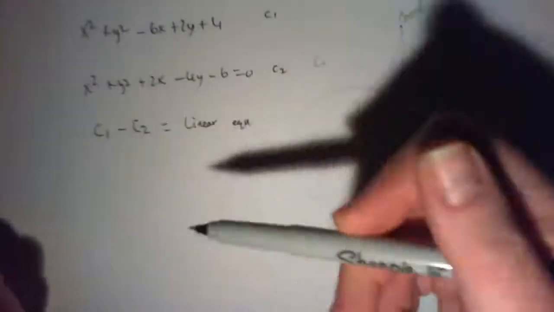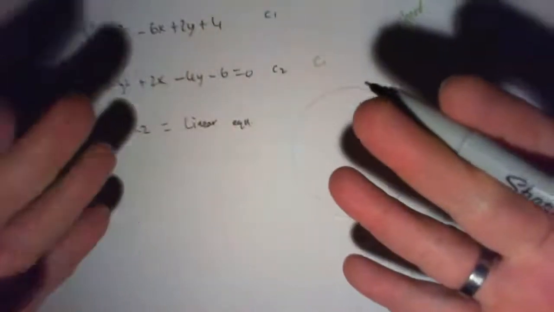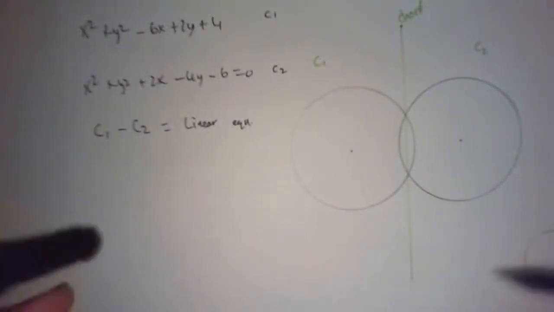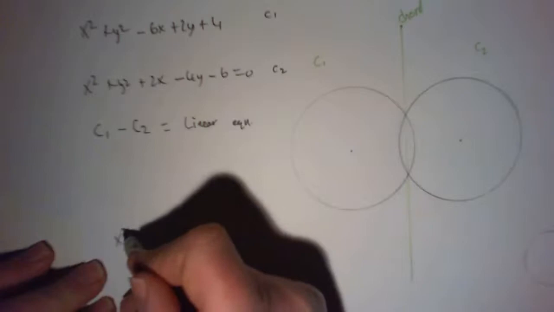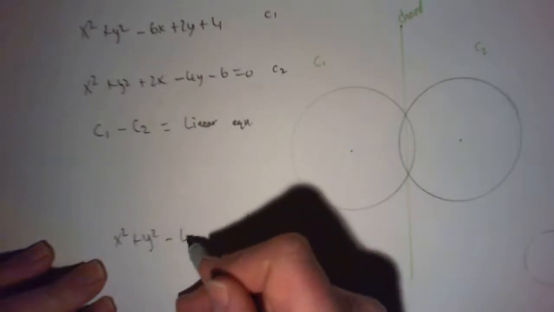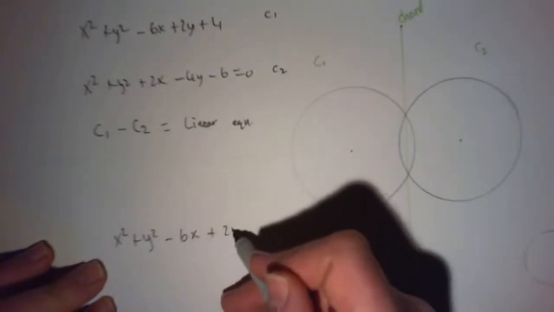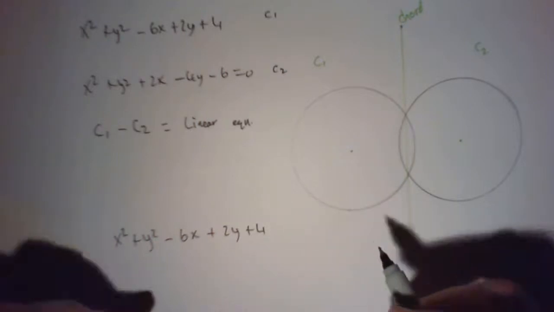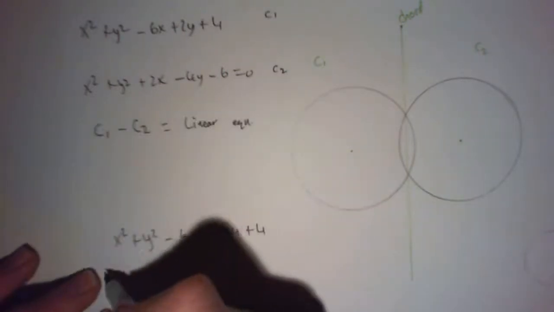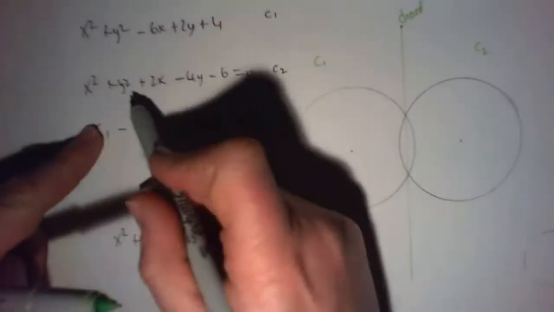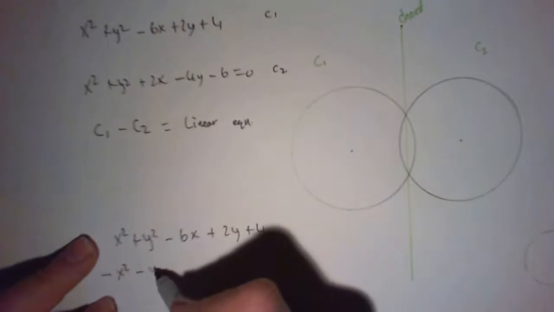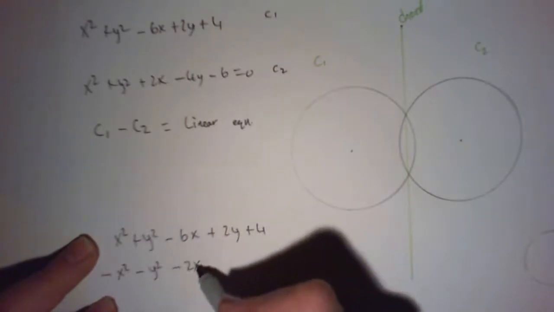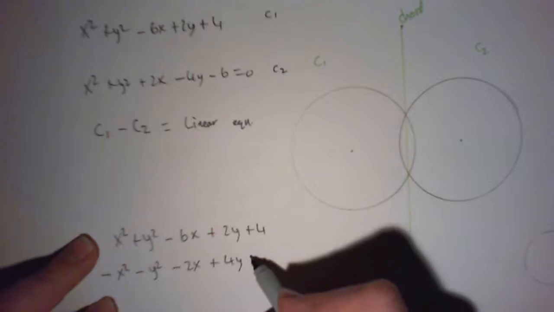We're going to take these two things away from each other. Now, you can take them away two different ways. You can put them side by side and take them away, or you can line them up and change the signs on one of them. That's what I'm going to do. So I'm going to write x squared plus y squared minus 6x plus 2y plus 4, and then take away the second one. So everything here is going to have to be changed: minus x squared minus y squared minus 2x plus 4y plus 6.